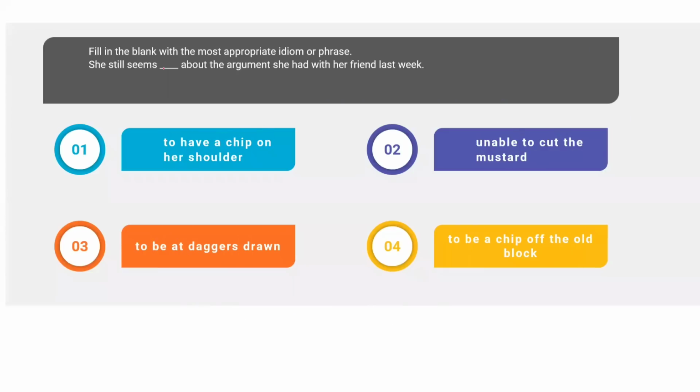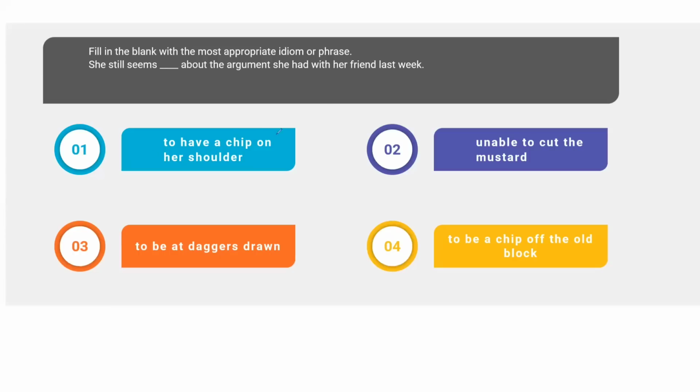Moving to the next question. Fill the blank with the most appropriate idiom or phrase. Idioms or phrases come under the knowledge level of Bloom's taxonomy, so you must actually know a few idioms. And here: she still seems blank about the argument she had with a friend last week. The sentence closely means that she's still angry, or she's still not convinced. Which of the following idioms mean very closely to being angry or still in a bad mood or bad temper?